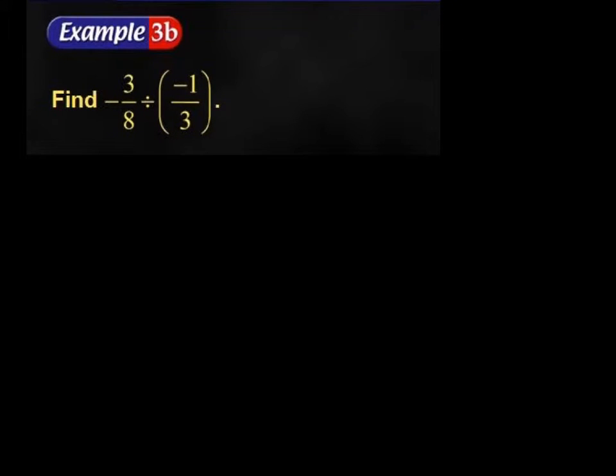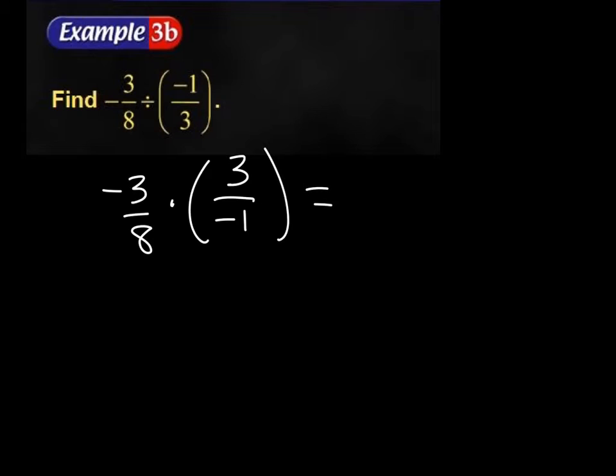Okay, when we divide fractions, we're going to change it to times the reciprocal of the second number. And, oh, now nothing cancels. Fine, be that way. I've got 3 times 3 is 9, 8 times 1 is 8, and negative times negative is a positive. We could change that to a mixed number instead of being an improper.